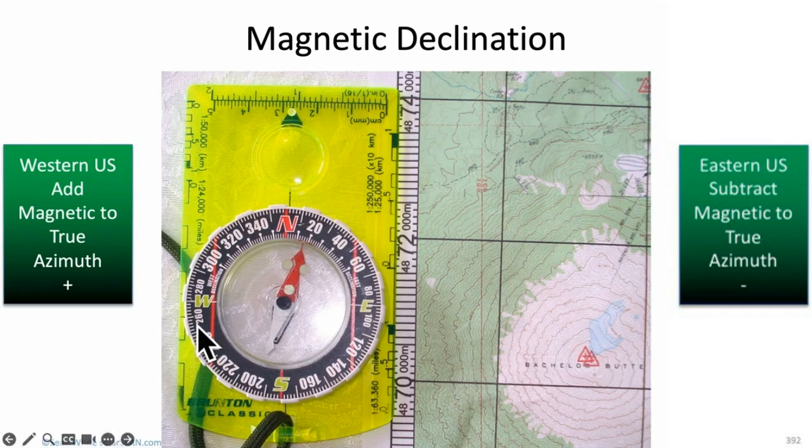And on the East Coast, it does the opposite. So you would add. If it was pointing 20 degrees to the west, we would call that magnetic declination to the west. That would be on the East Coast. The magnetic South Pole would be pointing at 160. And so we would have to add 20 to 160 to get 180.